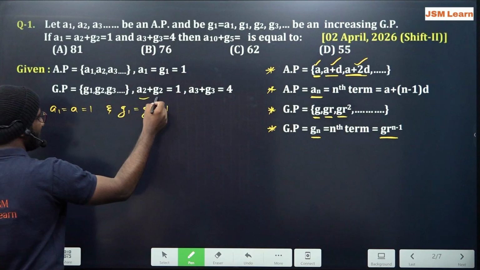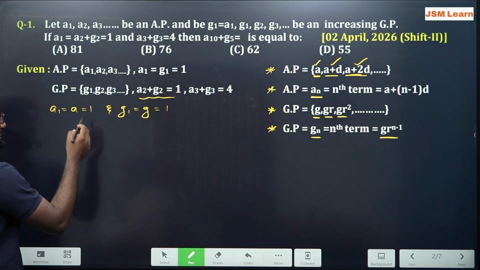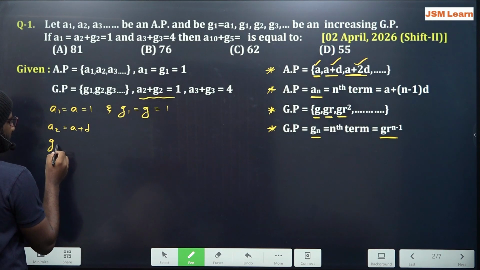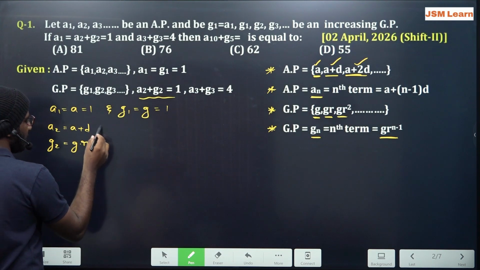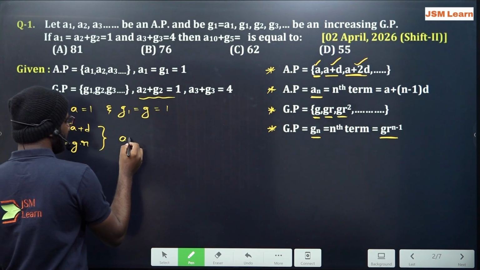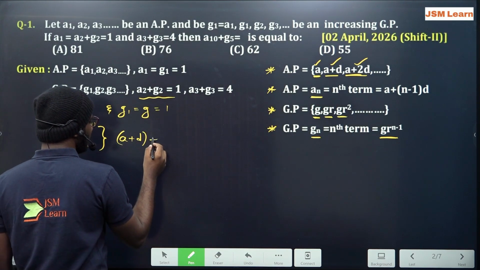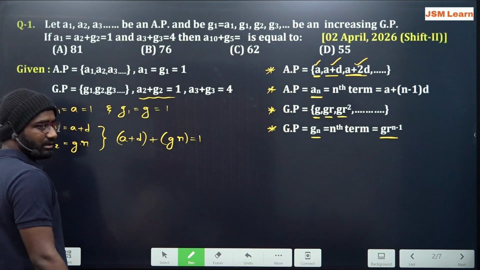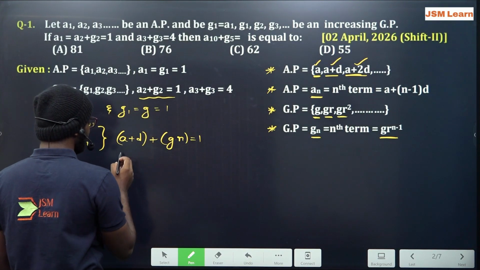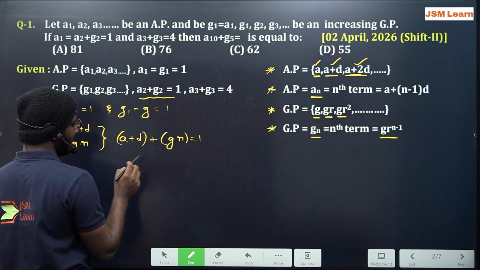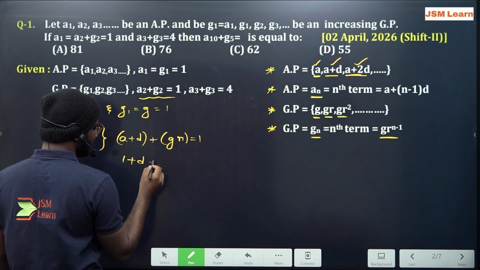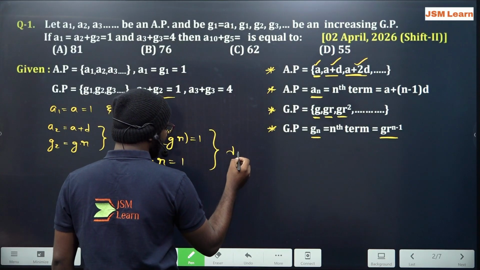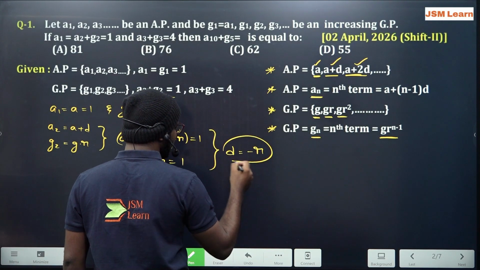And then next it is given that A2 plus G2 is equal to 1. We know that A2 is equal to A plus D and G2 is equal to G into R. So from this we can write A plus D plus G into R is equal to 1 from the given data in the question. By substituting A equals 1 and G equals 1, we will get 1 plus D plus R equals 1. On simplifying this, we will get D equals minus R.